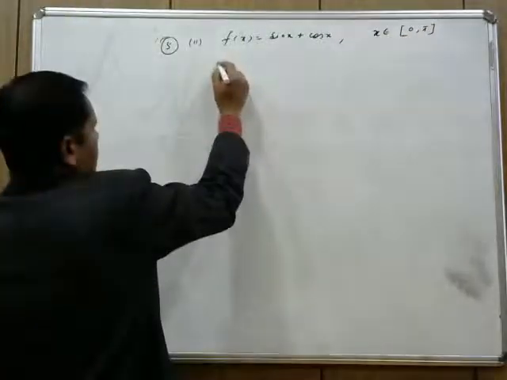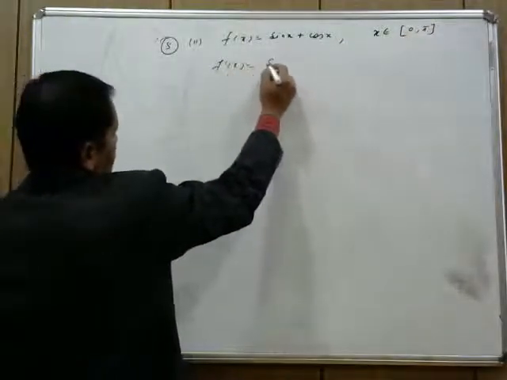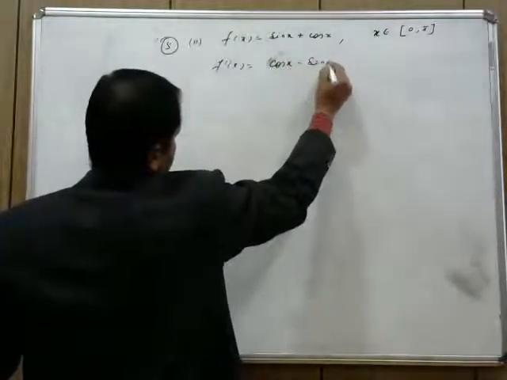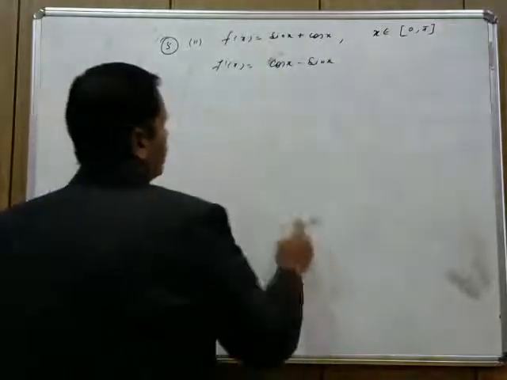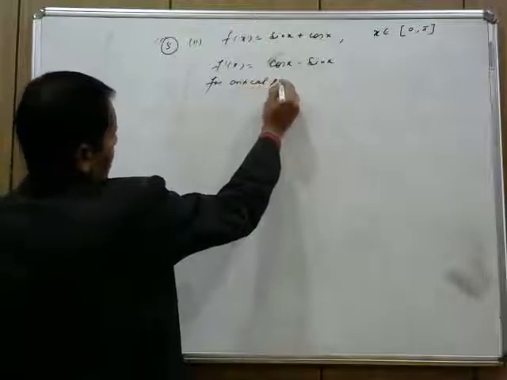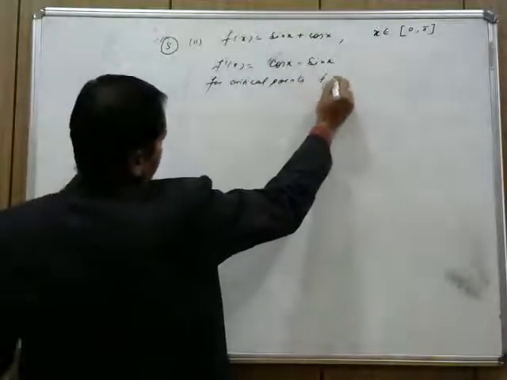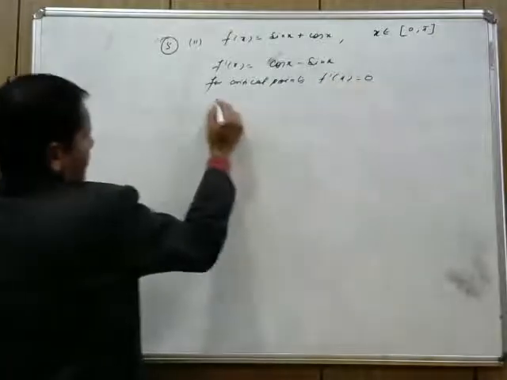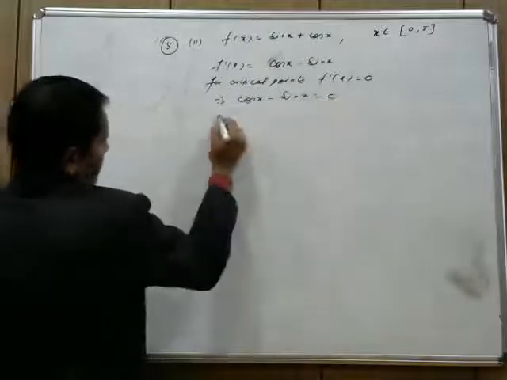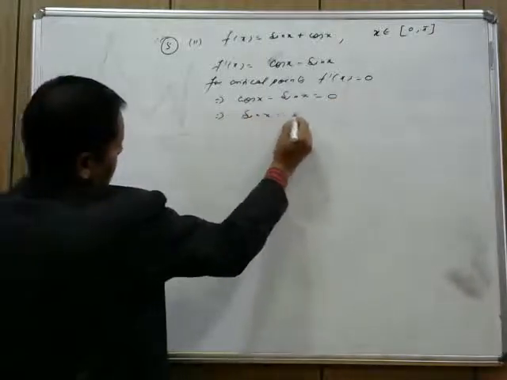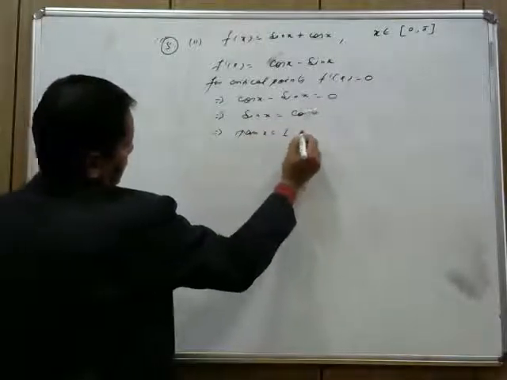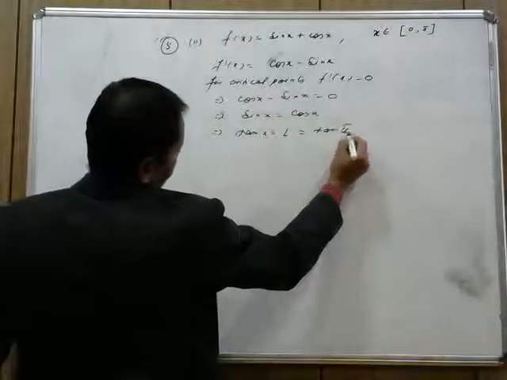Okay. Now f dash of x is equal to the differential of sin x, which is cos x, minus sin x. For finding the critical points, we know that f dash of x equal to 0. It implies that cos x minus sin x is equal to 0. It implies that sin x is equal to cos x. It implies that tan x is equal to 1. It implies x is tan inverse, pi by 4.